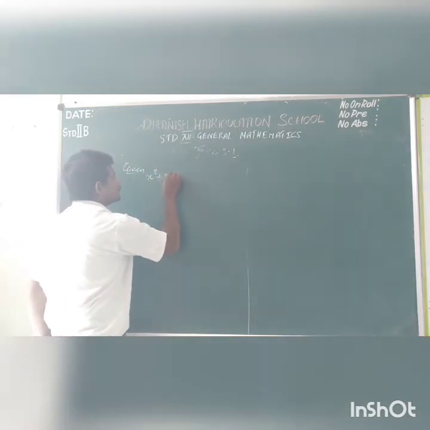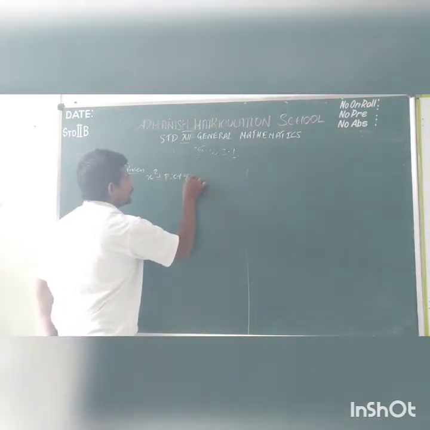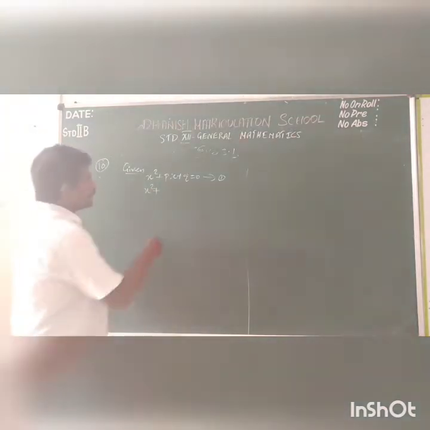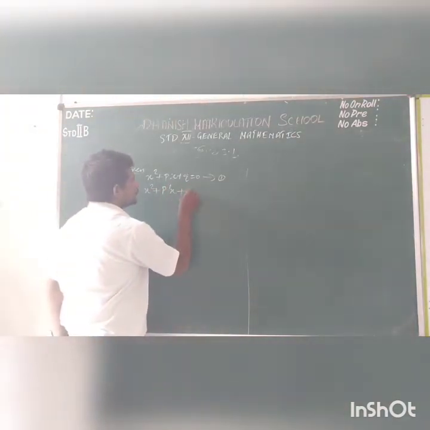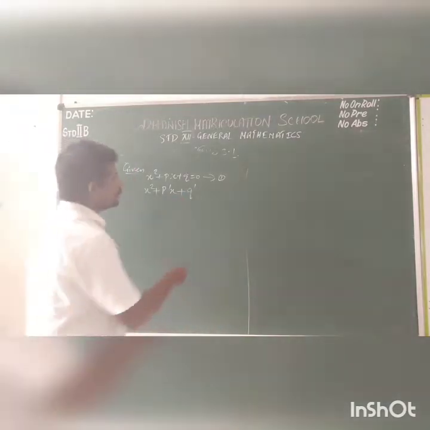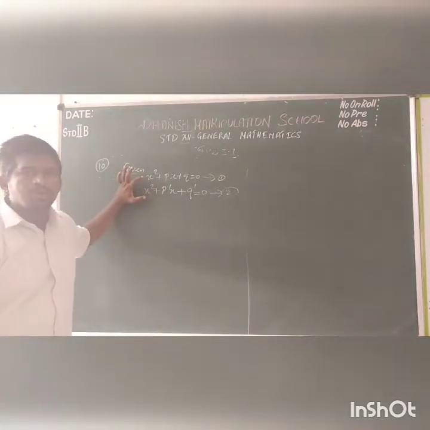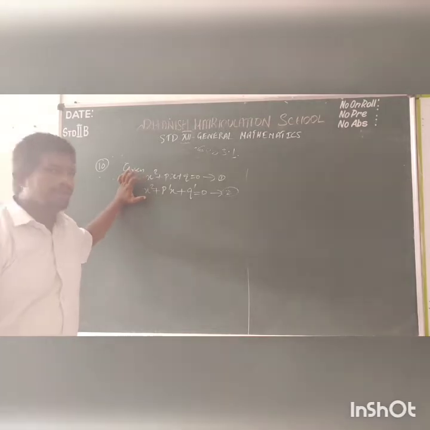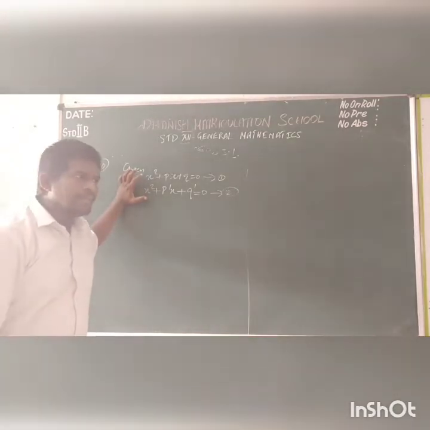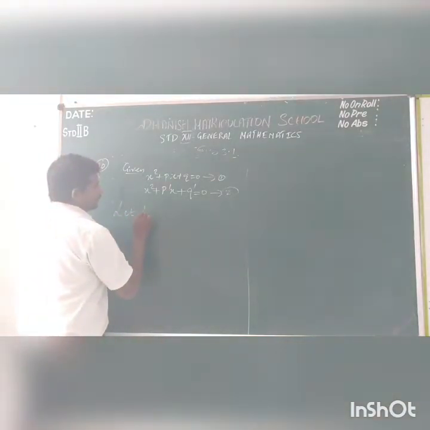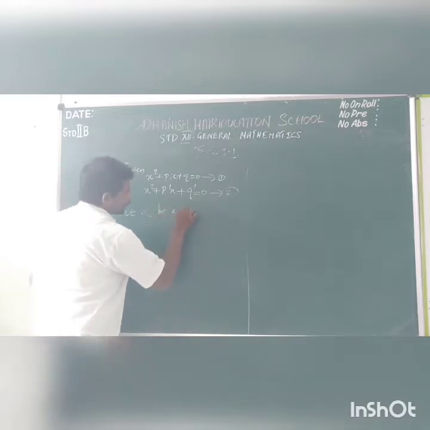Given x square plus px plus q equal to 0. We can consider this as equation number 1. Then x square plus p dash x plus q dash equal to 0. We can consider this as equation number 2. What's the given? These two equations are having a common root. So I'm going to take the common root as alpha. Let alpha be a common root.